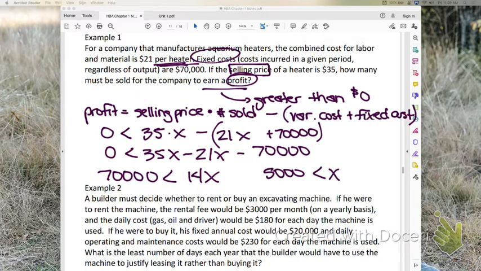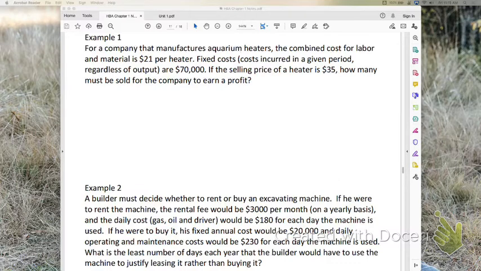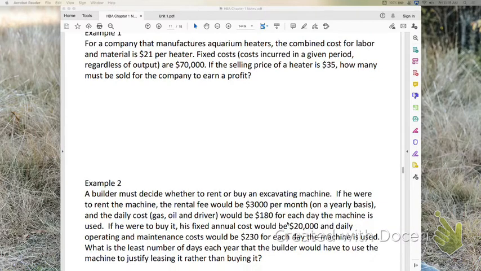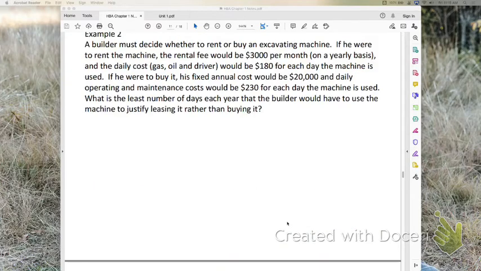A builder must decide whether to rent or buy an excavating machine. If he were to rent the machine, the rental fee would be $3,000 per month, and the daily cost would be $180 for each day the machine is used. If he were to buy it, his fixed annual cost would be $20,000, and daily costs would be $230 for each day the machine is used. What's the least number of days each year the builder would have to use the machine to justify leasing it rather than buying it? Okay, this one has a lot of days, years, months, that kind of stuff.